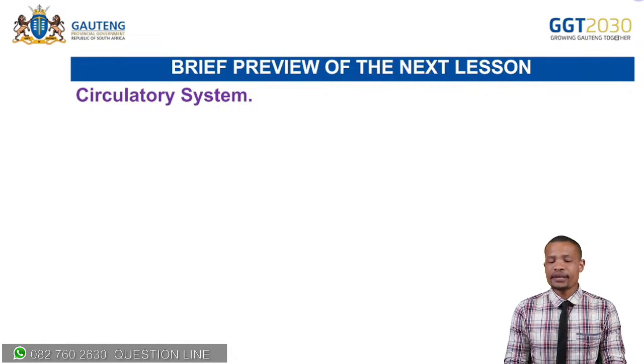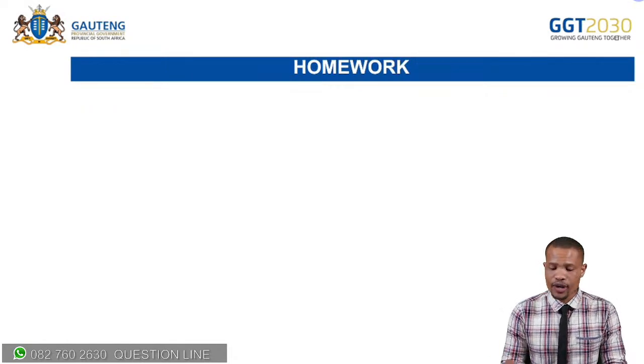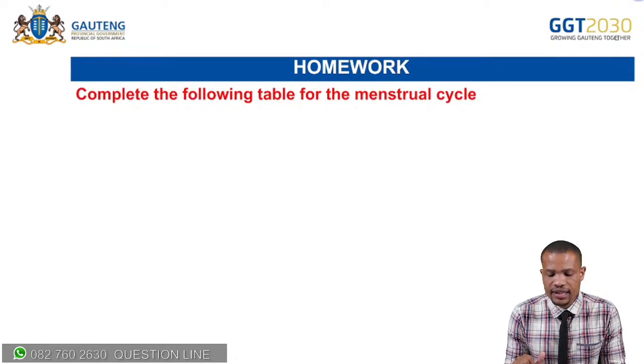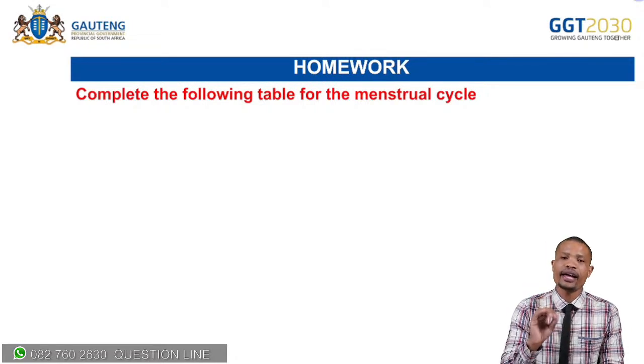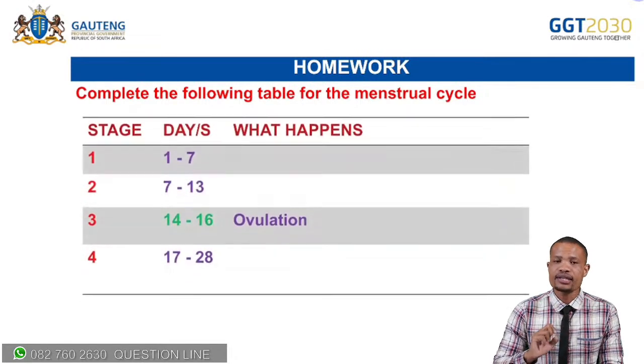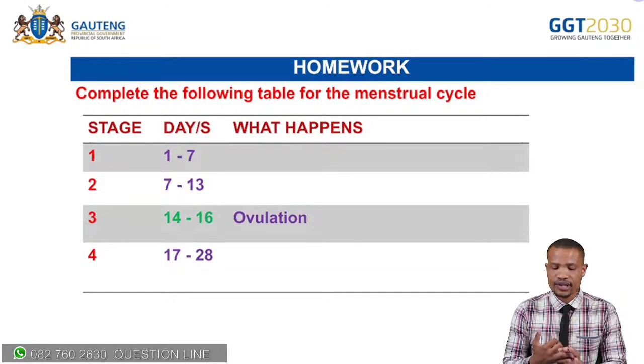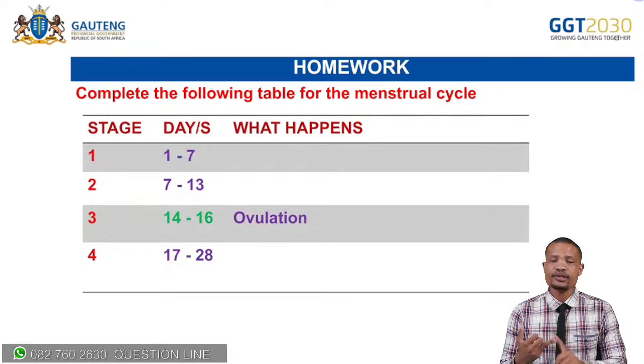Right. That being said, that brings us to a homework. Okay. So we have this homework. Complete the following table for the menstrual cycle. So go study the menstrual cycle and fill out this table. Okay, so you have stage 1, 2, 3, and 4. You have days 1 to 7, 7 to 13, 14 to 16, 17 to 28. I've already done stage 3 for you. The only thing you need to do is stage 1, 2, and 4. You need to explain what happens during stage 1, stage 2, and stage 4.